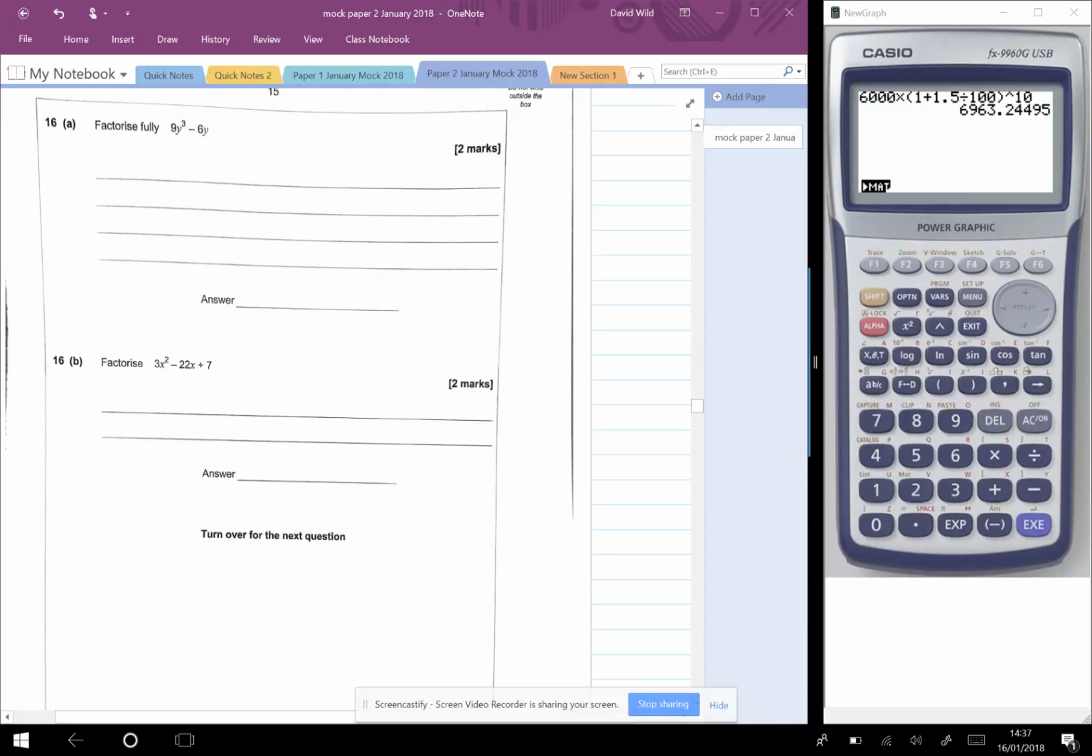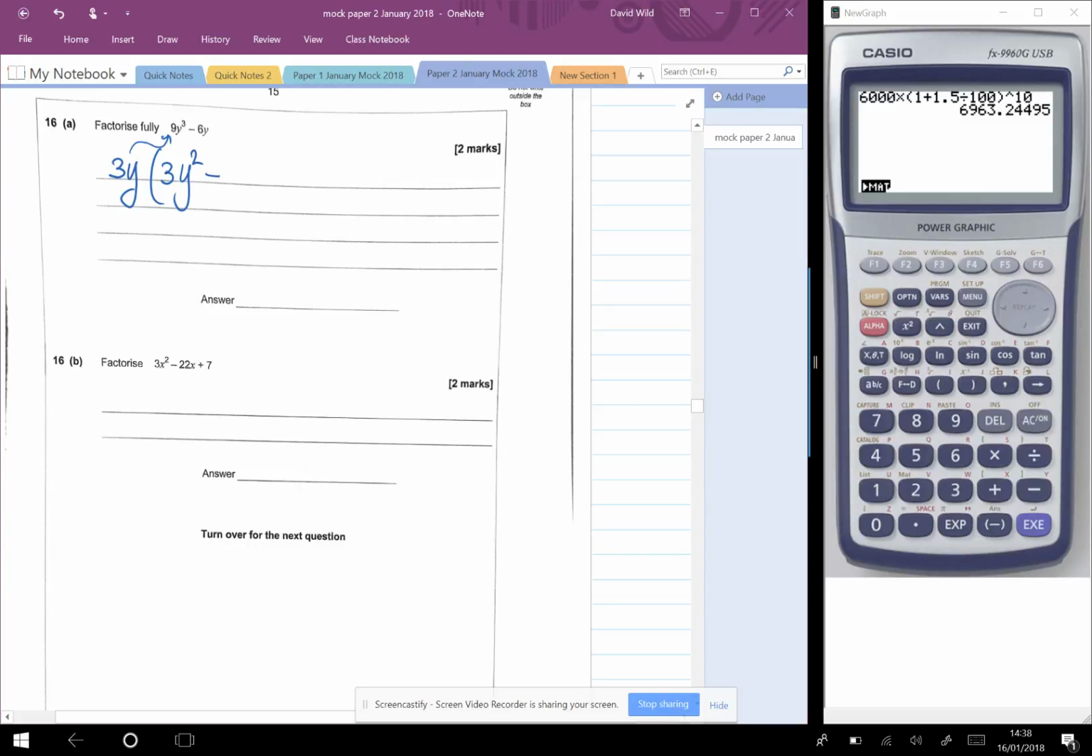Question 16. Factorize fully. Right, so we need to be thinking about what's common to both of these. Let's do numbers first. What's common to 9 and 6? Well, that's clearly 3. 3 is common, and what's in letters? What's common here? Y and y cubed. Y is common. So what do I multiply 3y with to get 9y cubed? Well, obviously 3 times 3 gives us the 9, and y times y squared gives me the y cubed.